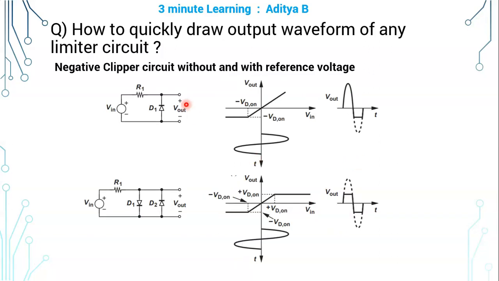If you consider a negative clipper circuit, as the N side of this diode is connected to the output node, the negative peak is clipped, the negative half cycle is clipped. From which amplitude level is it clipped? It is clipped from the minus VD on level onwards. So this is clipped.